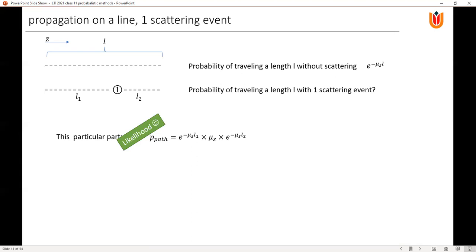I always mix up likelihood and probabilities, so that's against me, please. So if you look at the cartoon there, with a distinct scattering happening at one place, then it means that we have interaction-free propagation over the length L1, then an interaction, μs, and then a propagation again over length L2.